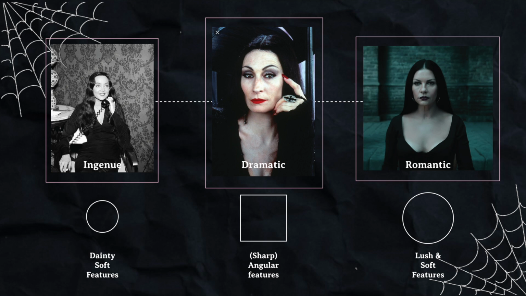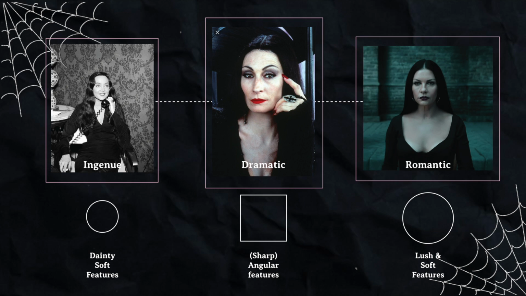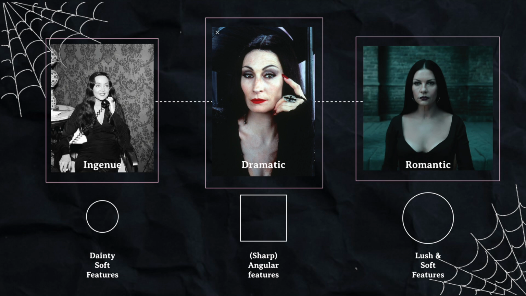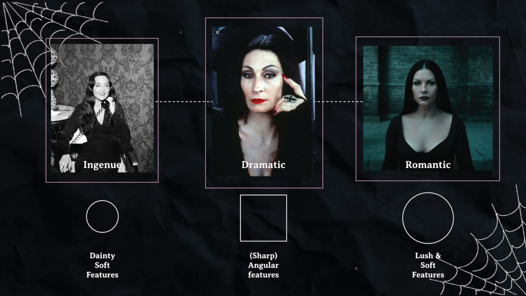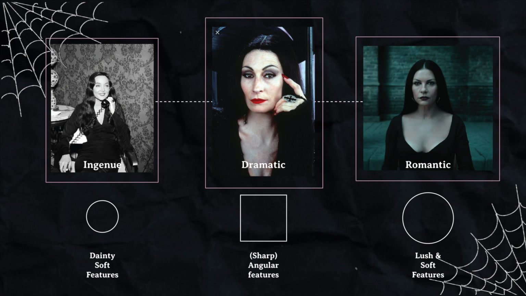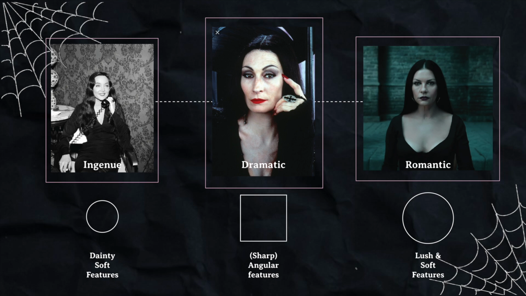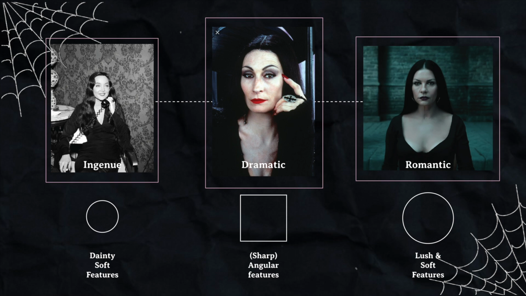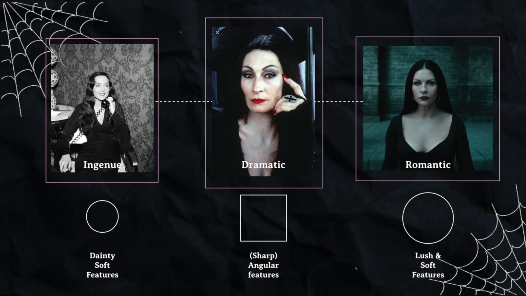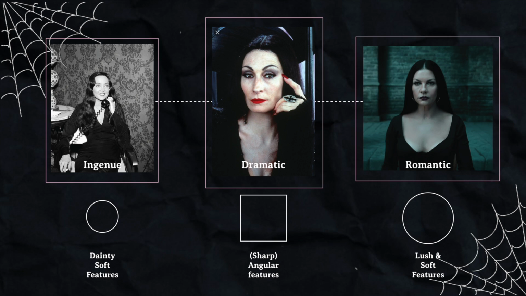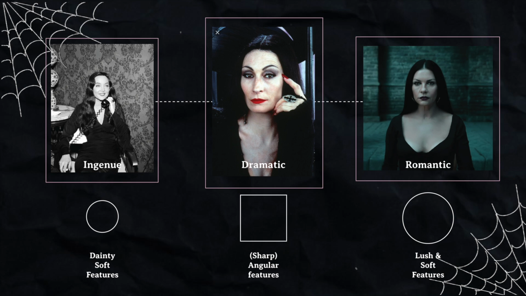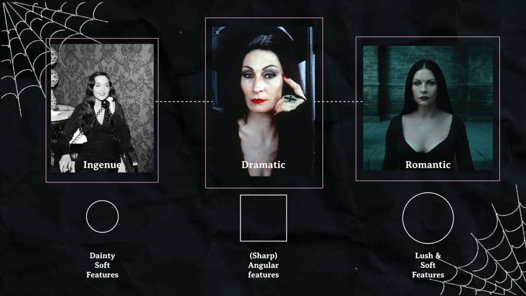Now, as we see the 1960s version of Morticia, she has dainty and soft features, and overall, even as she got older, she always upheld this youthful look to her, which is often associated with an ingenue look. However, I do want to state that looking young and having that look to you does not automatically make you ingenue. It's just the features of an ingenue, which is soft, dainty and smallish features tend to be associated with youthful features.